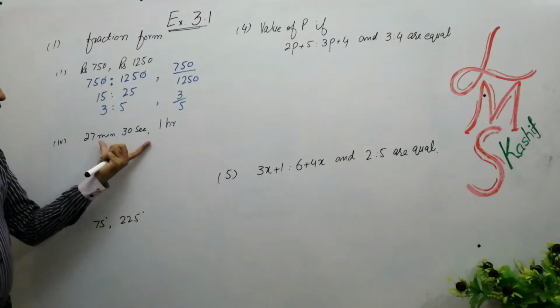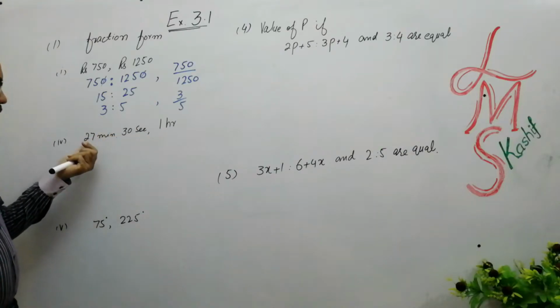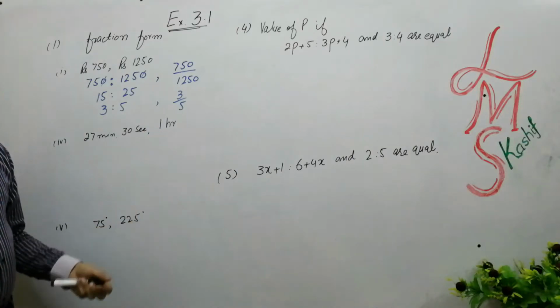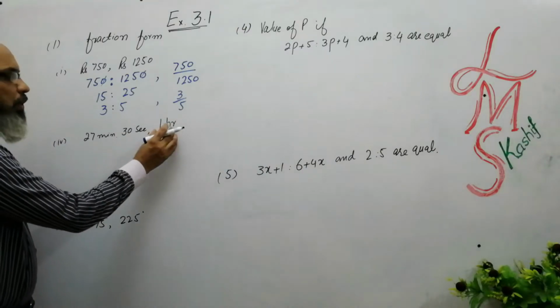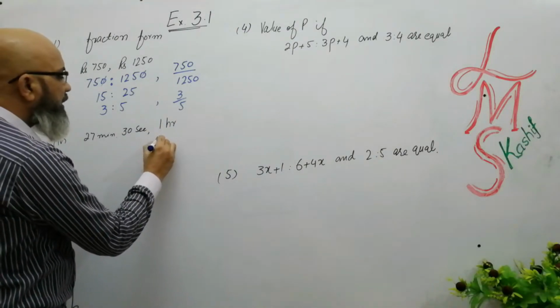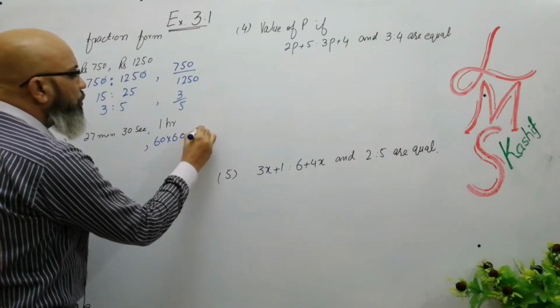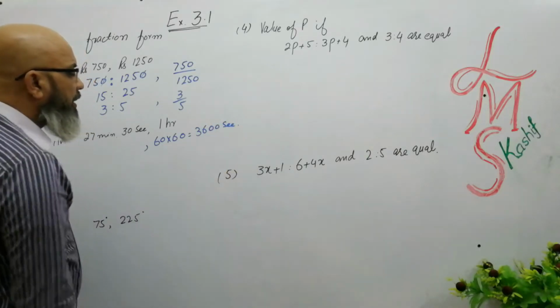So now look at the second question. Here we have different units. Here we have 27 minutes and 30 seconds. Here we have 1 hour. So we have to make this into 1 unit first. So if we convert this into seconds, how many seconds does it have? It has 60 multiplied by 60 is equal to 3600 seconds, right?